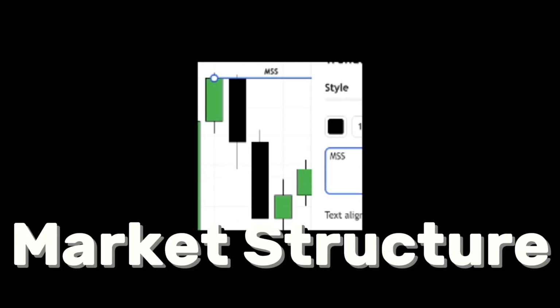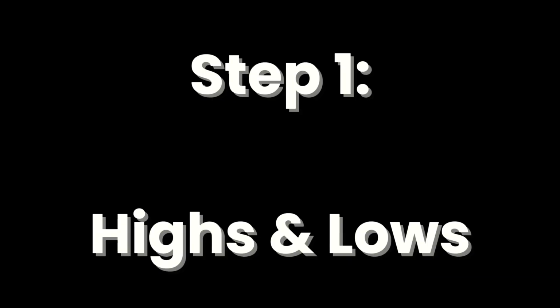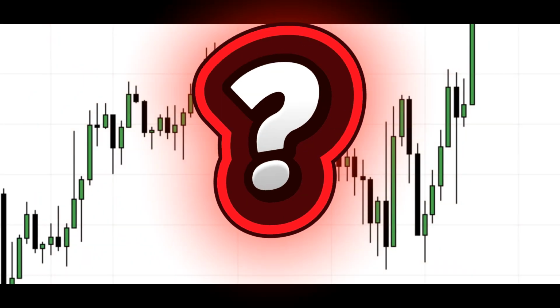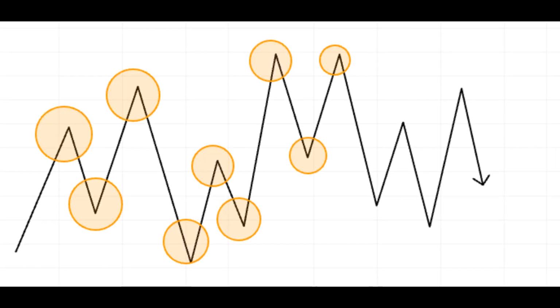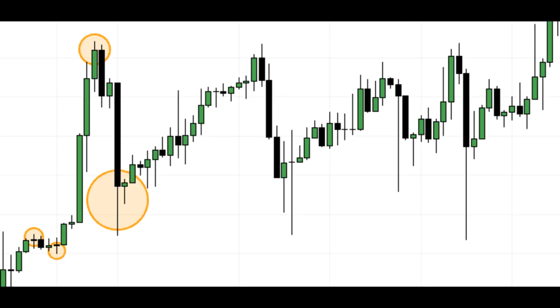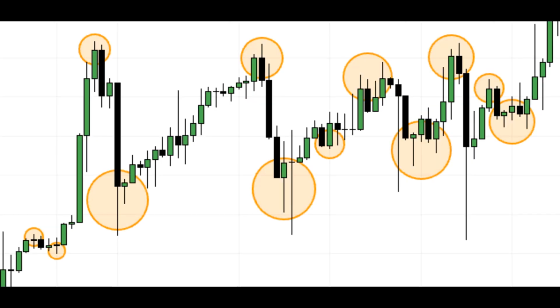This is the only market structure lesson that you'll ever need. Step 1, highs and lows. Being able to identify highs and lows on a price chart like this is key to understanding market structure. Start off by marking out every single high and low. After mastering that, you should easily be able to do that on a real price chart.